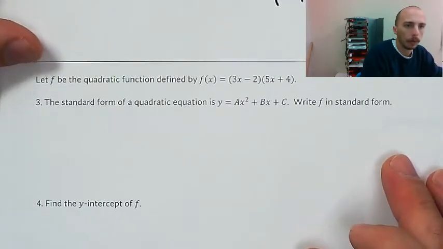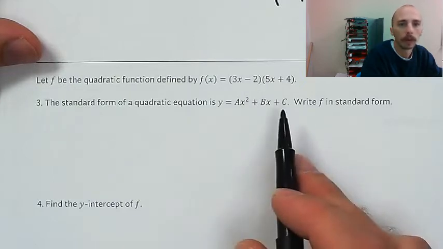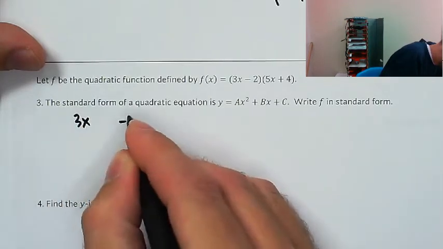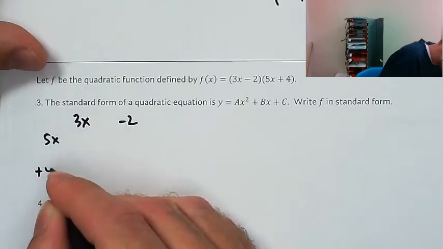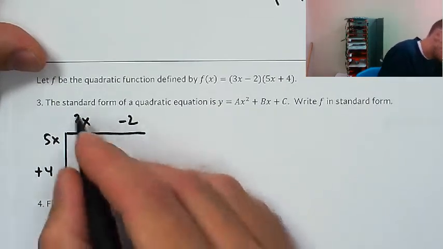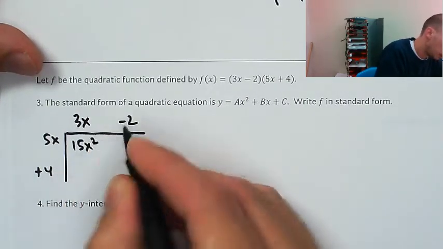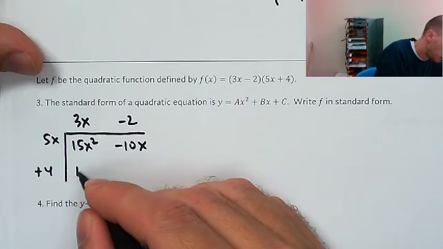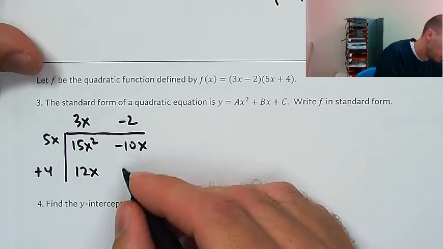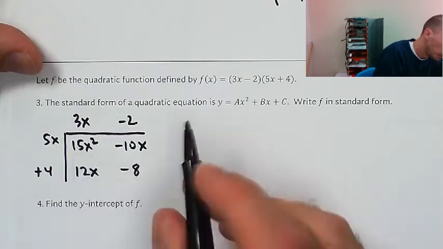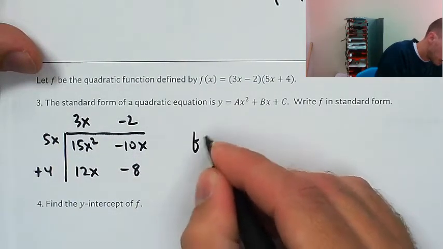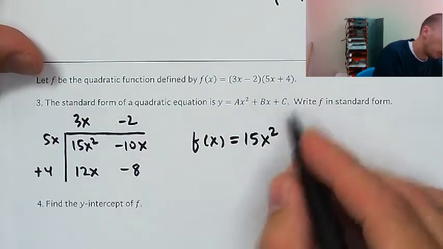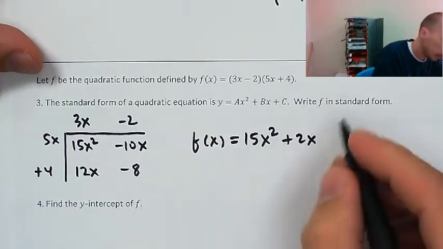All right. Now we've got this quadratic here, and we want to write it in standard form, so we're going to distribute the 3x minus 2 over the 5x and the 4. So 5x times 3x is 15x squared. Negative 2 times 5x is negative 10x. 3x times 4 is positive 12x. And 4 times negative 2 is negative 8. So I just add all these together, and I'll have f of x equals 15x squared plus 2x minus 8.